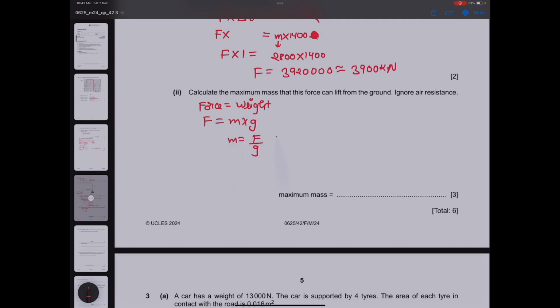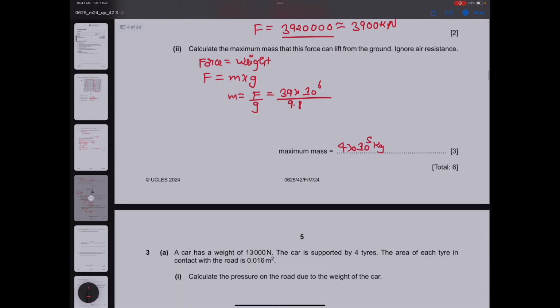What is the force? Force is again 3.9 into 10 to the power 6. You just write it in the form of standard form, and g is 9.8. Your answer will come out to be 4 into 10 to the power 5 kg. All right. Now, next question.